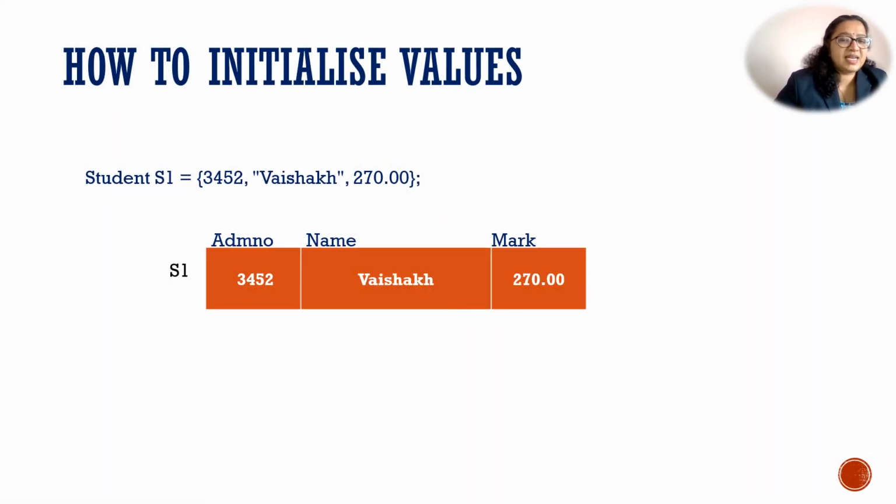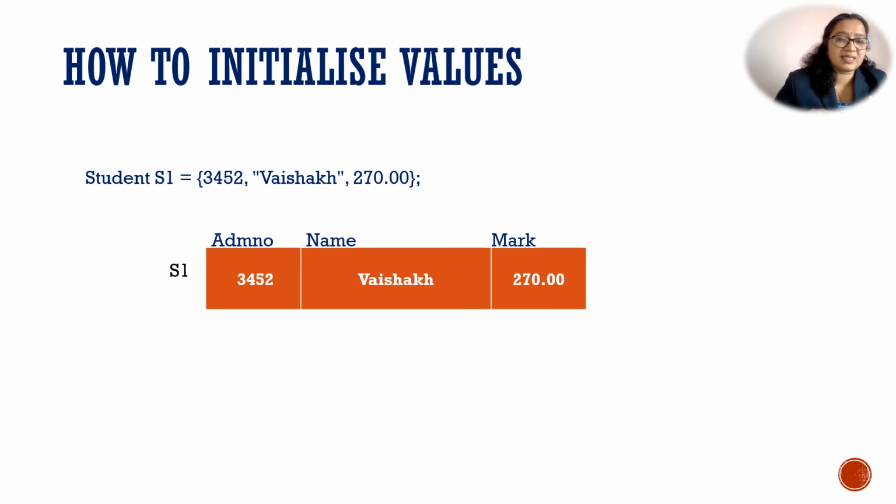So how to initialize values to a structure variable? Here a collection of values is there, because so many boxes, columns are there. So we want to put brace open and close. Initialization means, at the declaration time itself, we can set the first value. So here student is the data type, S1 is the variable name, equal to brace open, then 3452, that is the admission number. Vaishak, I put it in double quotes, that is a string, character array, so Vaishak will be assigned to name. Then 270.00, it's a float value for mark.